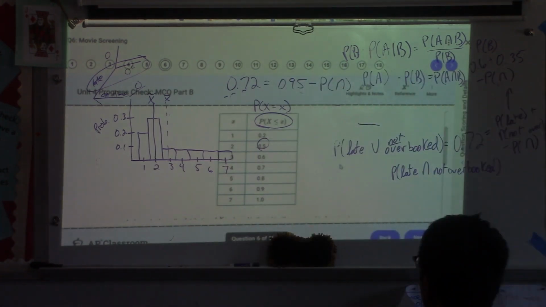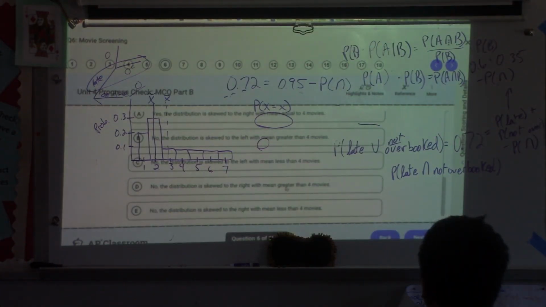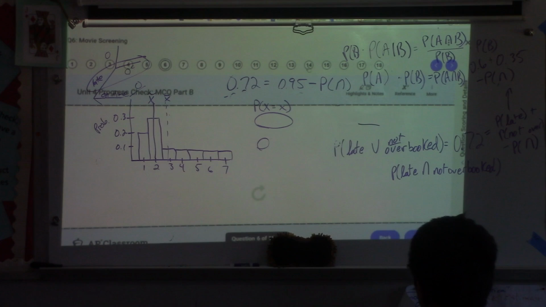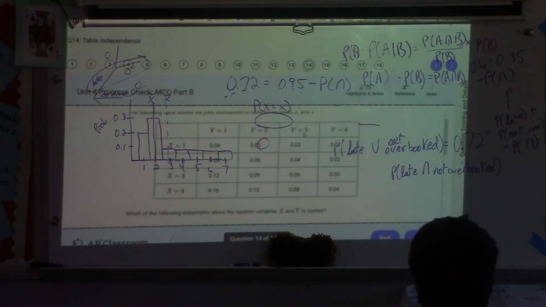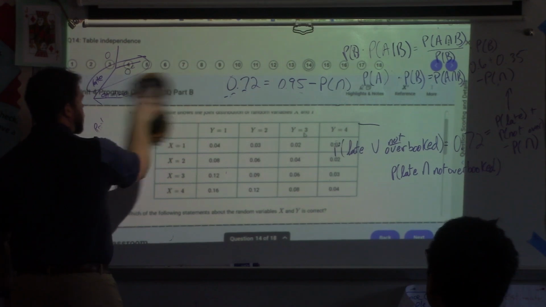It's over there. So don't forget to pay attention to those details. So skew to the right with a mean less than 4 movies. Last one I wanted to look at. This one causes students trouble all the time, and it took me a hot second to realize what was happening the first time I looked at this question.